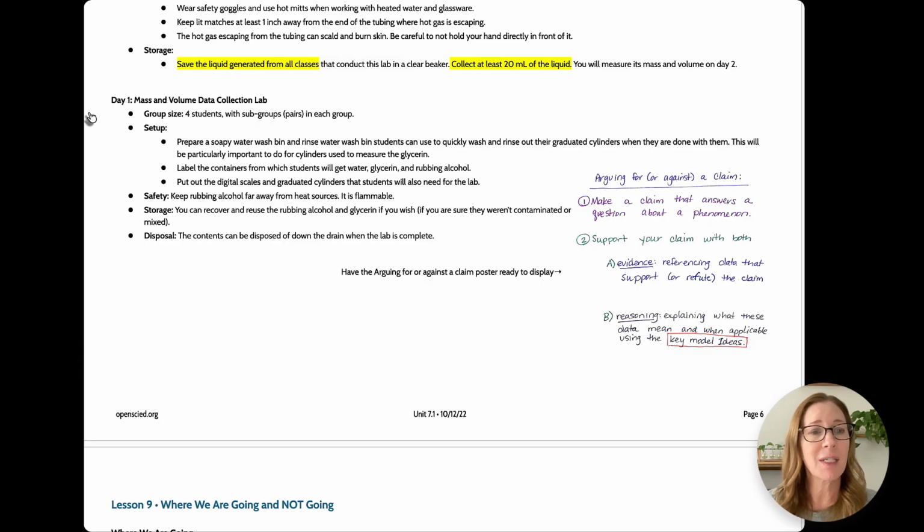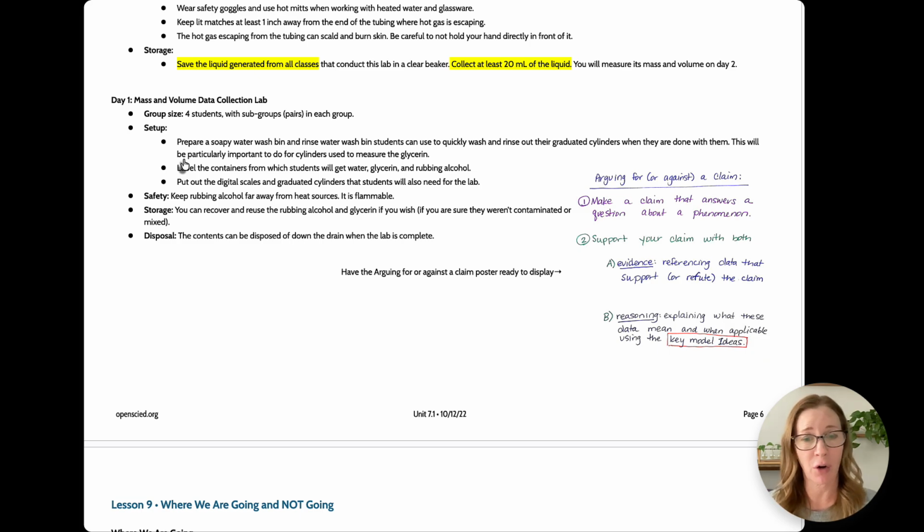Okay, the density lab, the mass and volume data. Students are going to be grouped into groups of 4. And then those groups of 4 are going to be split into 2 partnerships. One partnership is going to do water and rubbing alcohol, and the other partnership is going to do water and glycerin.